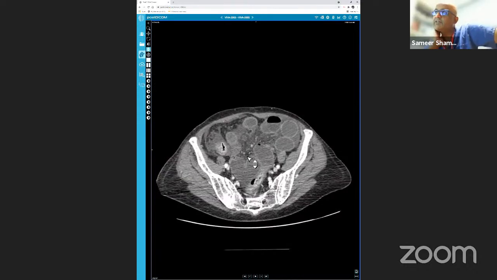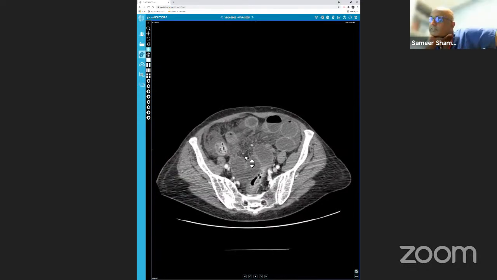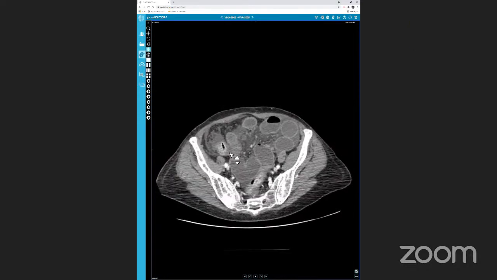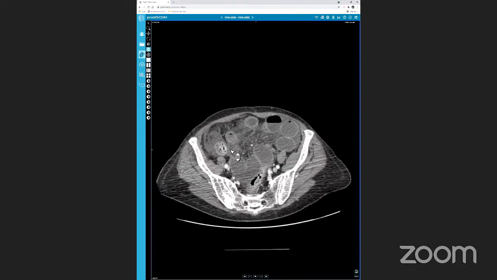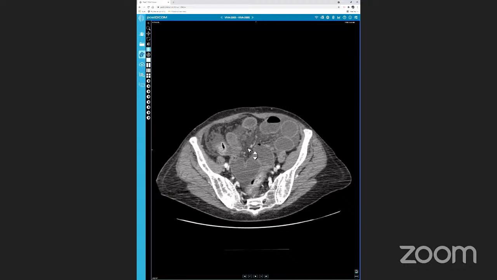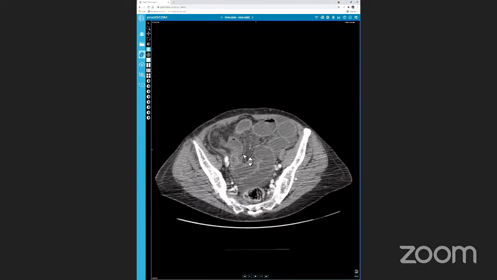I can't hear you clearly, Aaron. Okay. So I said, it looks like there's a transition point. Well, there were three transition points here causing the small bowel obstruction. And I was looking for evidence of any bowel ischemia.